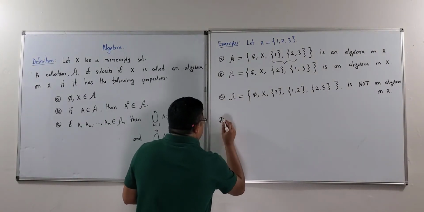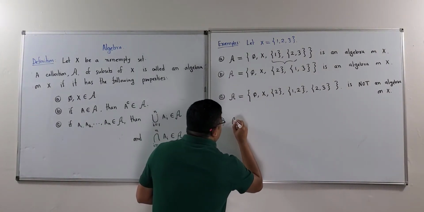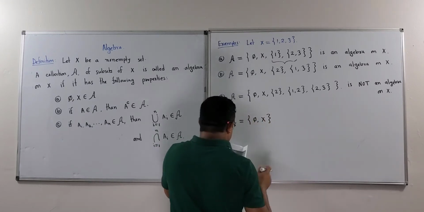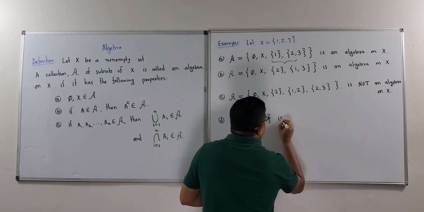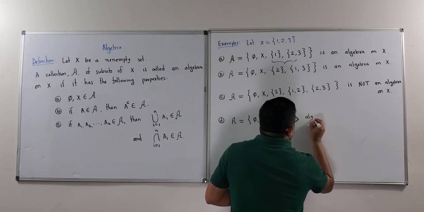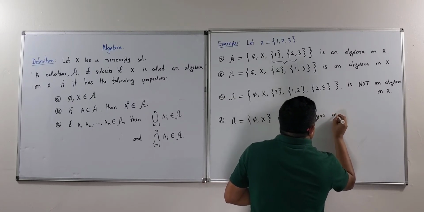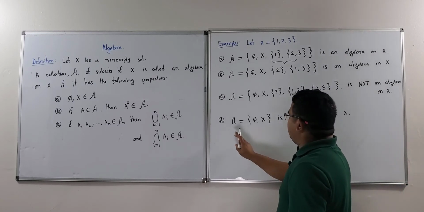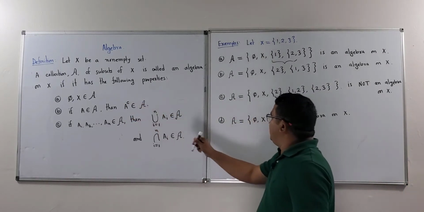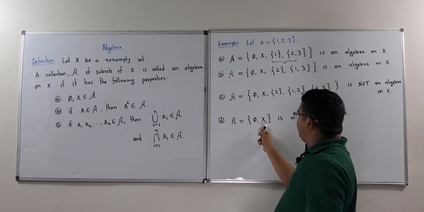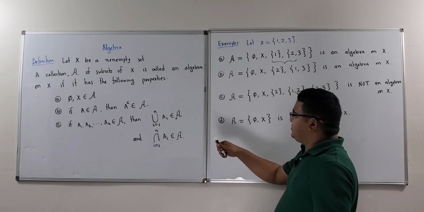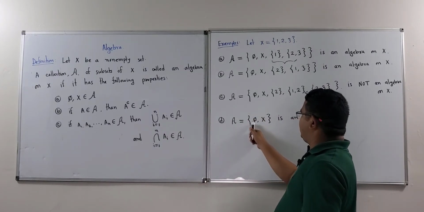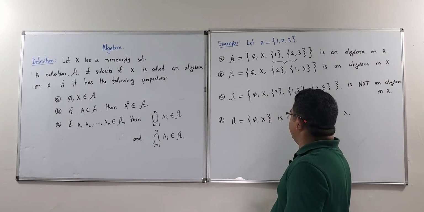Now D, if we consider only the empty set and the whole set, this is also an algebra. Because the first property is satisfied. For the second property, the complement of the empty set is X, the complement of X is the empty set, so the second property is satisfied. For the third property, their union is X, the intersection is the empty set, so the third property is also satisfied. So this is an algebra.